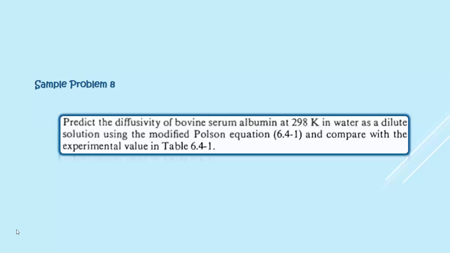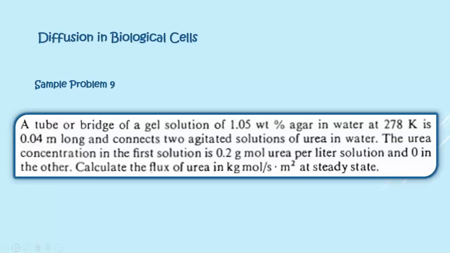Okay, so that's it. Next will be the sample problem that talks about diffusion in biological cells. Here, you're given a tube or bridge of a gel solution which consists of 1.05 weight percent agar in water at 278 Kelvin, very low temperature, only around 5 degrees Celsius. This particular tube is 0.04 meters long and connects the two agitated solutions of urea in water.